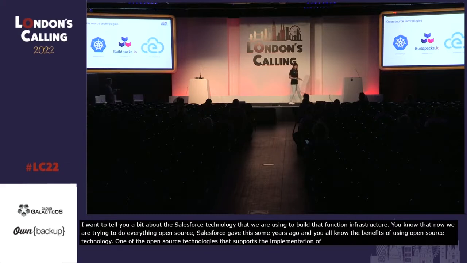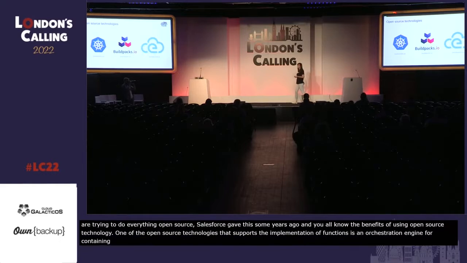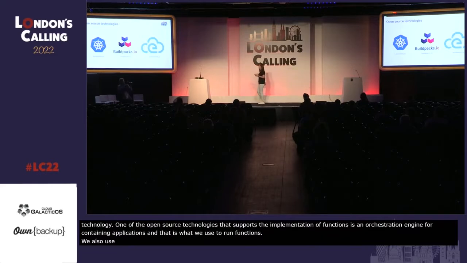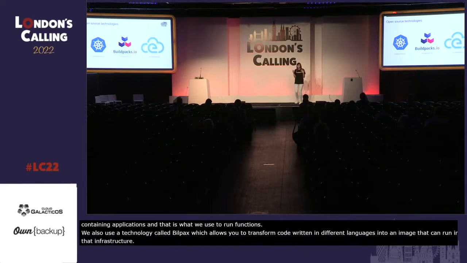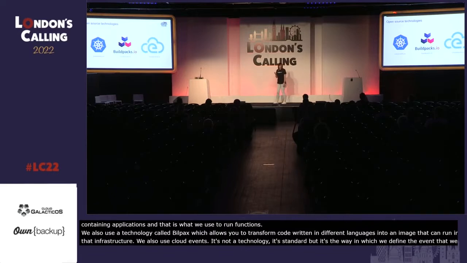Kubernetes is an open source orchestration engine for containerized applications, and that is what we use to run functions. We also use a technology called Buildpacks. Buildpacks allow you to transform code written in different languages into an image that can run in that Kubernetes infrastructure. And we also use CloudEvents. CloudEvents is not a technology, it is a standard, but it's the way in which we define the events that we use to communicate your Salesforce org with the functions infrastructure.